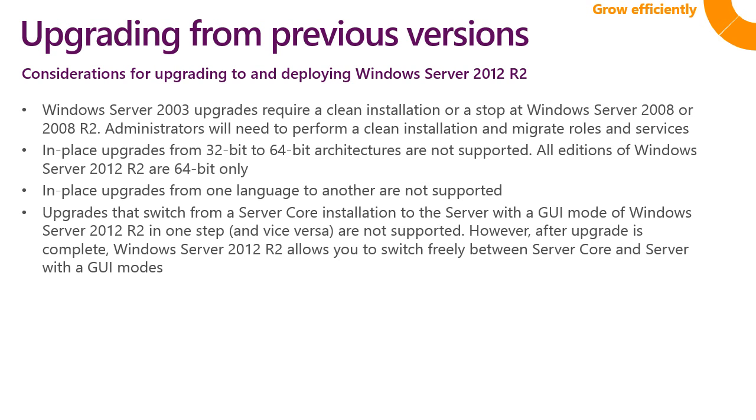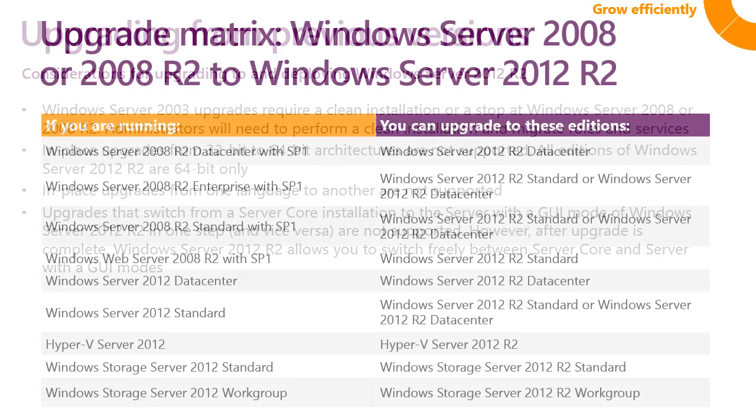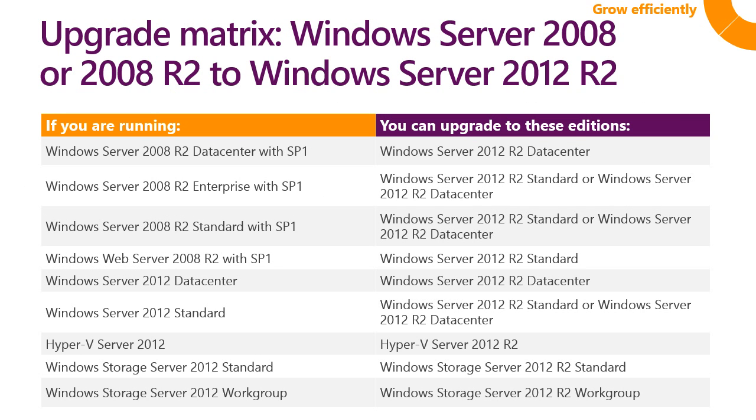Now, you can do things around switching between Server Core and full GUI mode, for example, but that's something we can do after the actual installation. So we'll come back and spend a little more time on that later in this deck. Now let's take a look at the upgrade matrix. If we're running this, what can we move to?